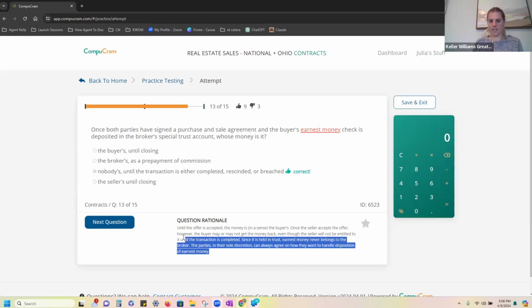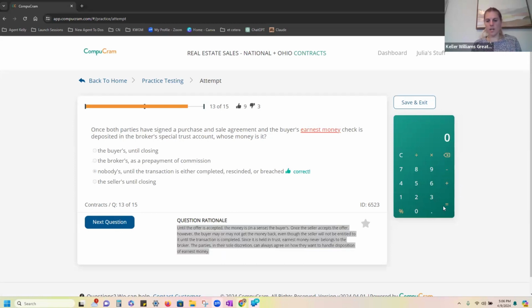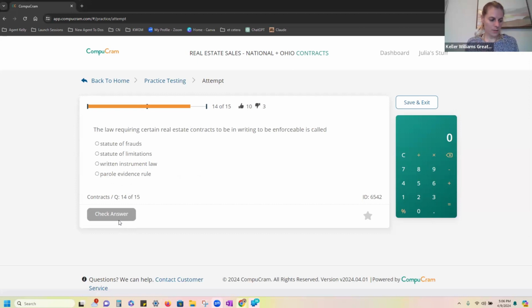Got C, and C is correct. Good job. So the earnest money is nobody's until the transaction is either completed, rescinded, or breached. And once it is completed, then the earnest money is the buyer's and it goes towards their sale price or comes out of their closing costs. Right, good job.